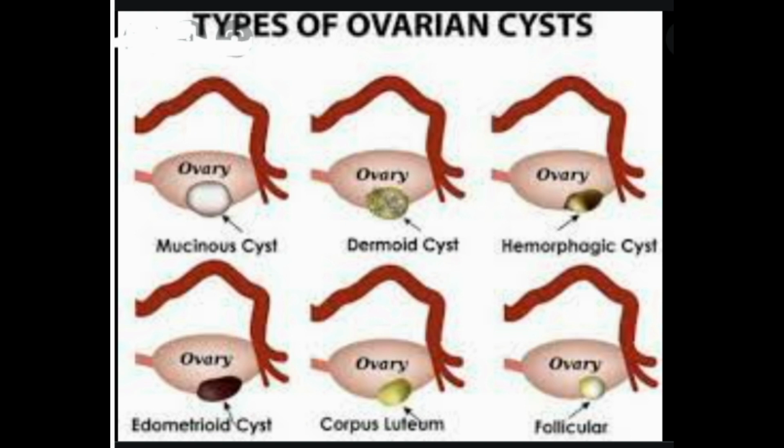Most functional cysts are 2 inches in diameter or less and do not require surgery for removal. However, cysts that are larger than 4 centimeters in diameter will usually require surgery.